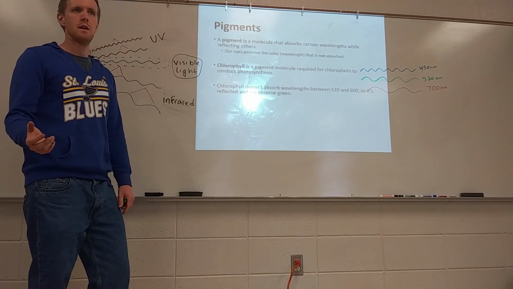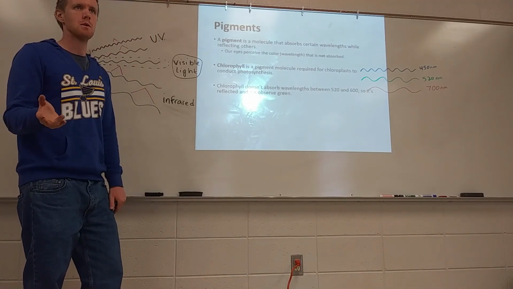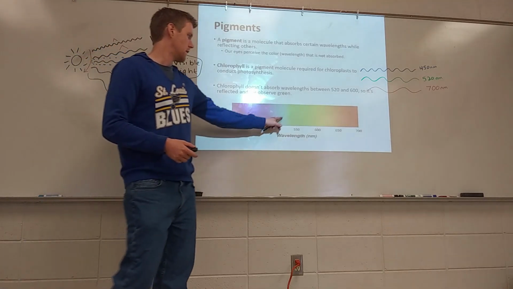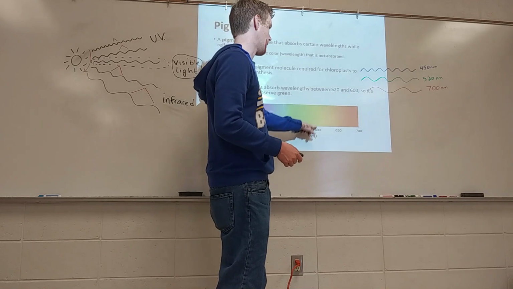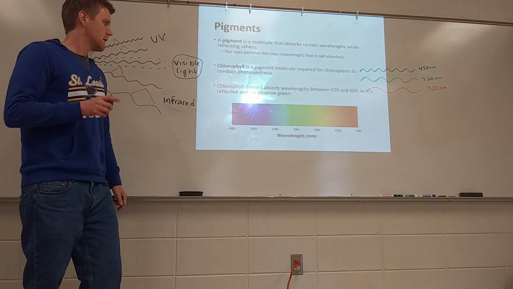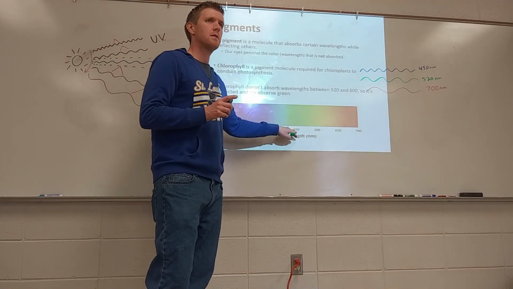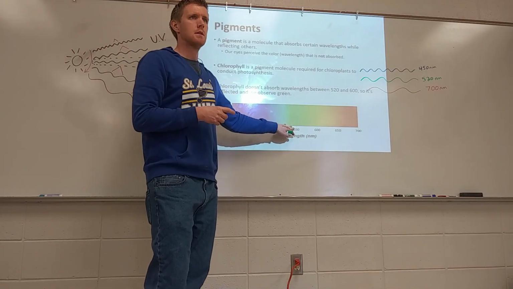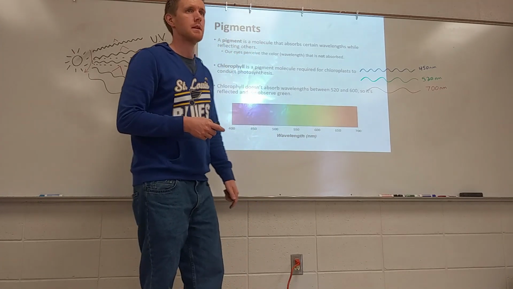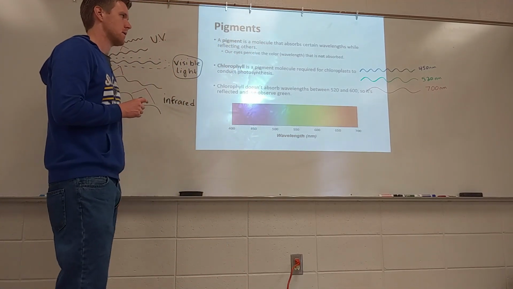So, what do we see? We see what it does not absorb, which is green light. This is going to be what we do perceive. I got distracted by a car out there. This is going to be what we do perceive because it's what's not absorbed by the chlorophyll pigment.